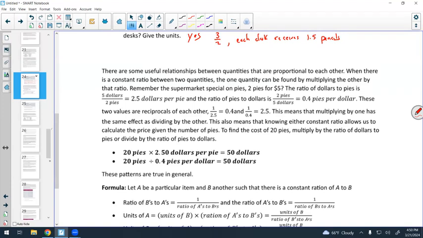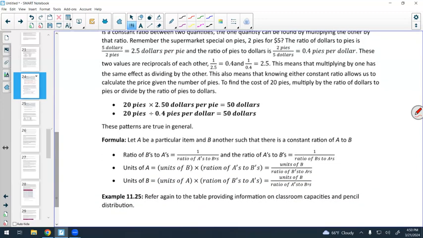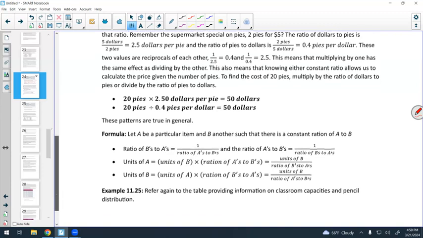This means that multiplying by one has the same effect as dividing by the other. It also means that knowing either constant ratio allows us to calculate the price given the number of pies. To find the cost of 20 pies, multiply by the ratio of dollars to pies, or divide by the ratio of pies to dollars. 20 pies times $2.5 per pie is $50, or 20 pies divided by 0.4 pies per dollar is $50 as well. So these patterns are true in general.